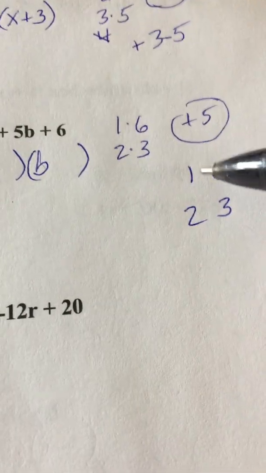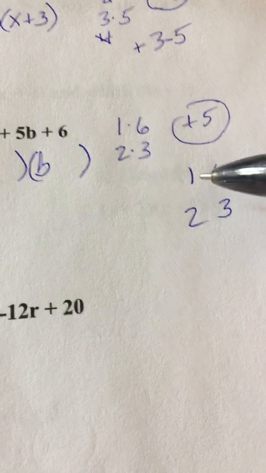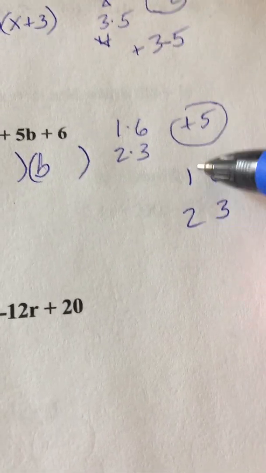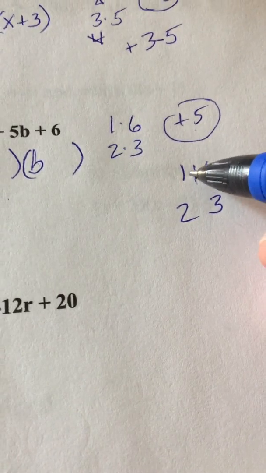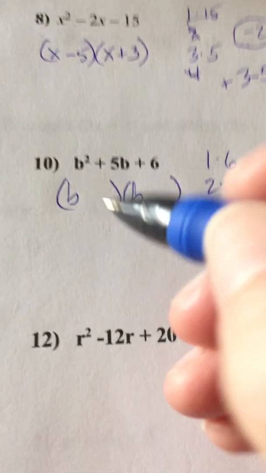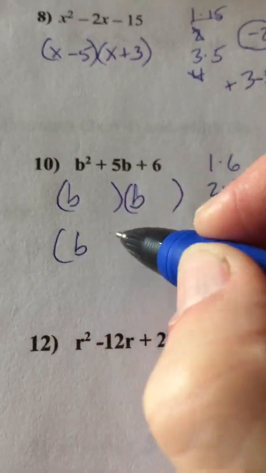Now, let's think about this. To get to a 5 on 1 and 6, do I need to add them or subtract them? I need to subtract. That means the good guys are winning, so this one needs to be positive, and this one needs to be negative. Now, I'm going to do this twice over here just so I can see both versions and see which one I think is right.